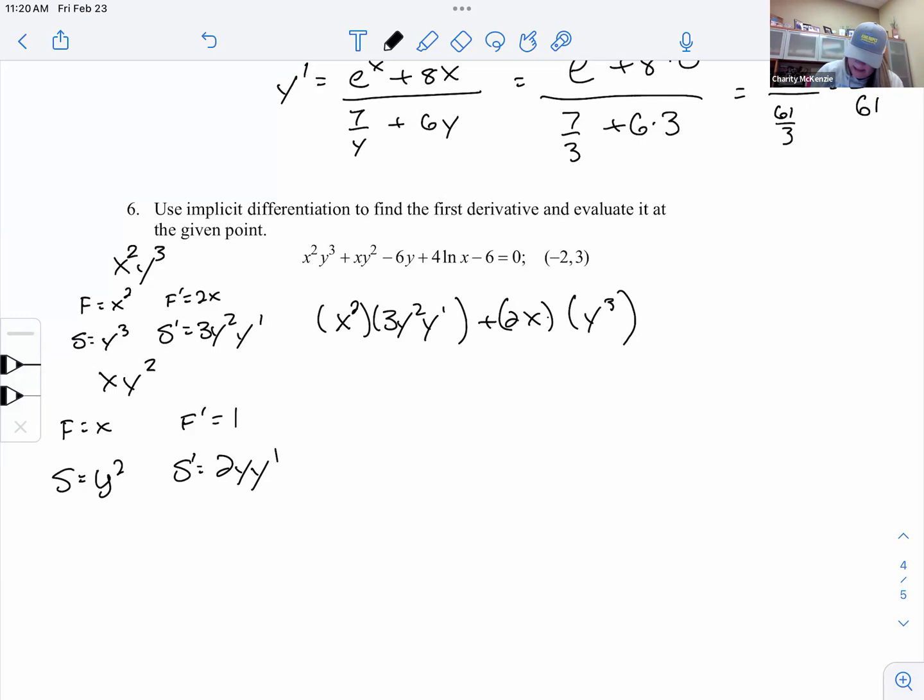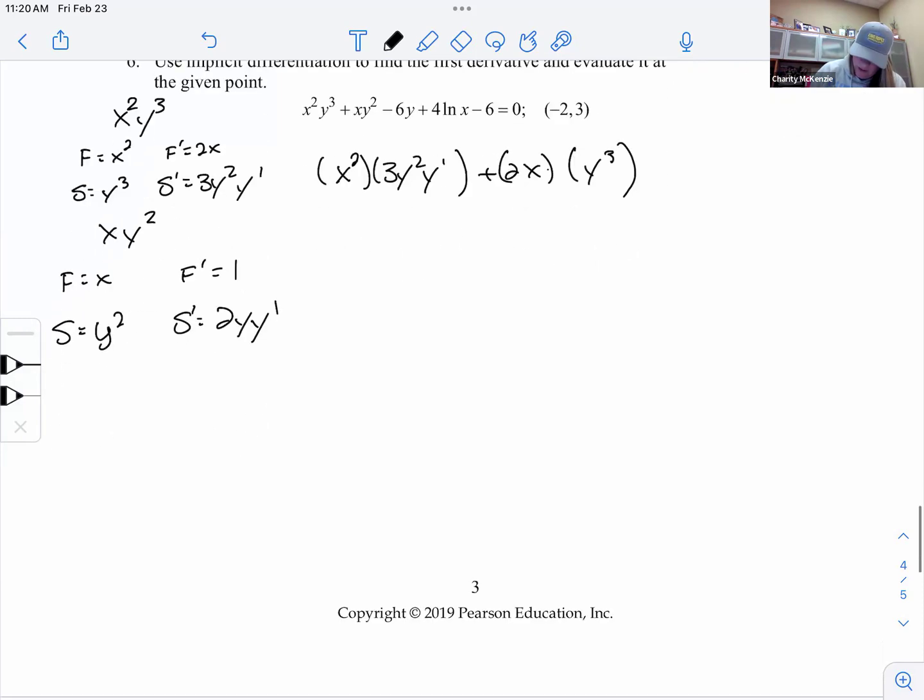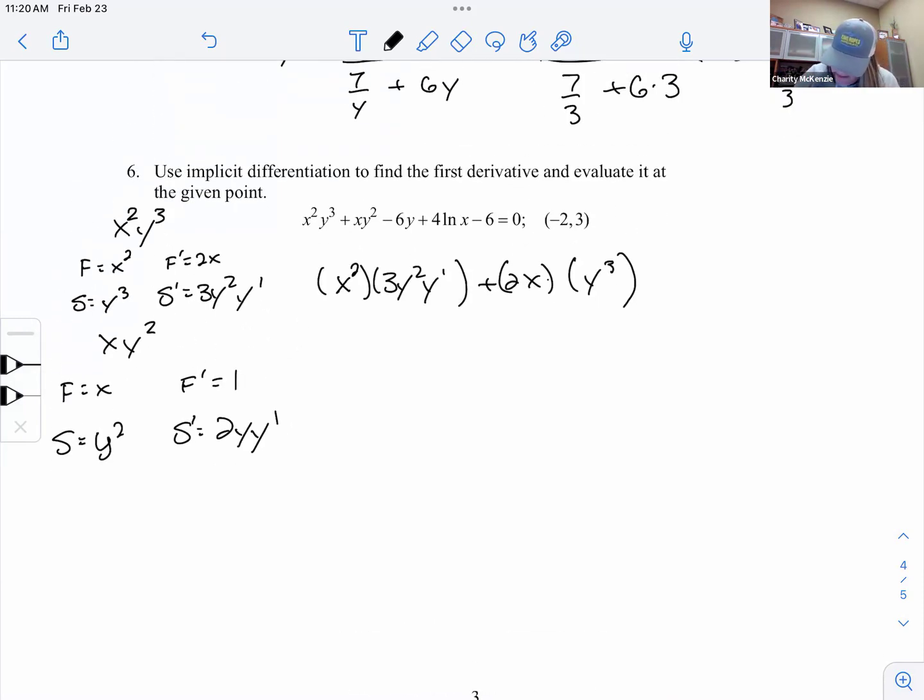Oh goodness, I don't think I'm going to be able to fit this all on here. I'm going to need to write a little smaller, like maybe I'll move this one in at least. And this would be y to the third. Okay, plus over here, we're going to have the x times the 2y prime, however you want to times those two together, plus 1 times y squared is just y squared. Again, you're just cross timesing, right? First original times derivative of the second, plus second's original times derivative of the first.